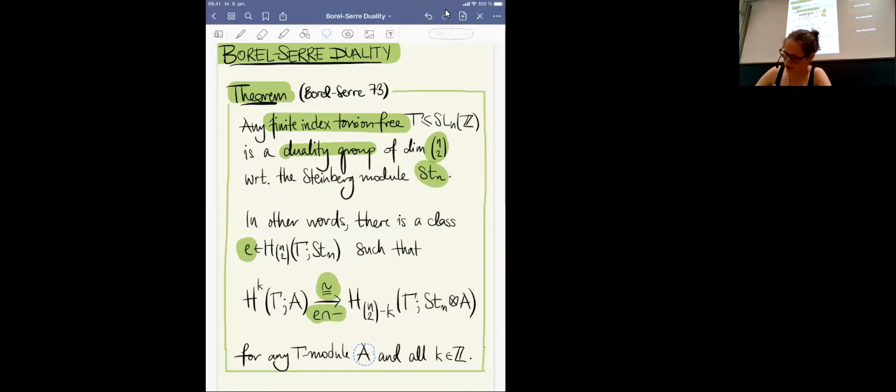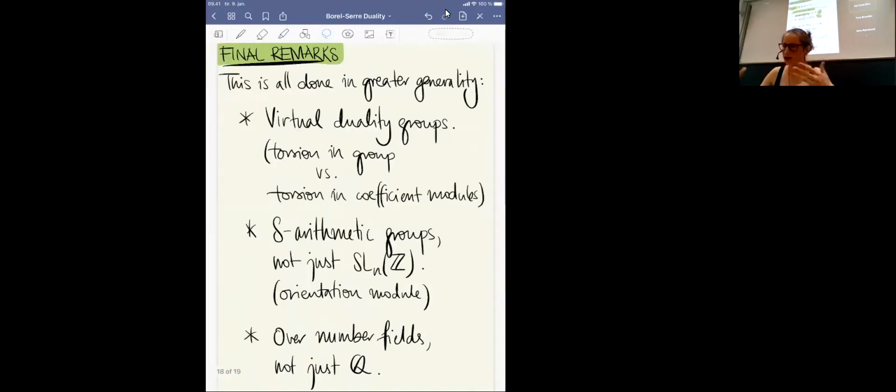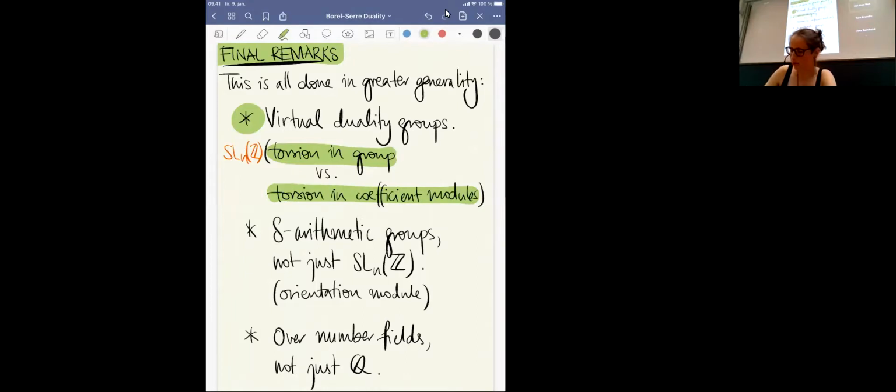So in the general case, this holds more generally, but then we need to be careful about the torsion. These are three things that work more generally. So we have these virtual duality groups, for example, SLNZ. Here we just need to be careful about, as I said, torsion in the group versus torsion in the coefficient modules. Generally, if the torsion is in the group, then it shouldn't be allowed in the coefficient module. So all of this holds for SLN over the rationals.